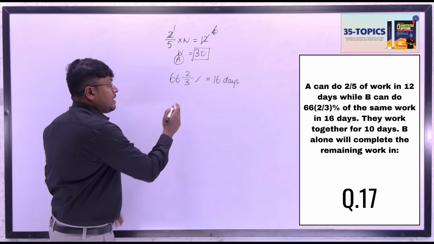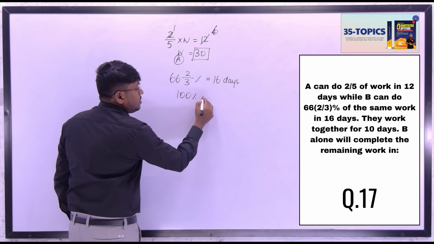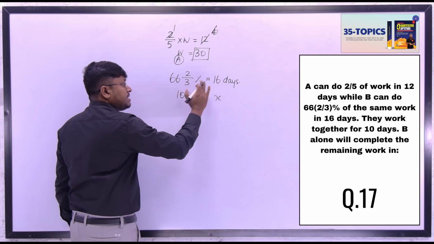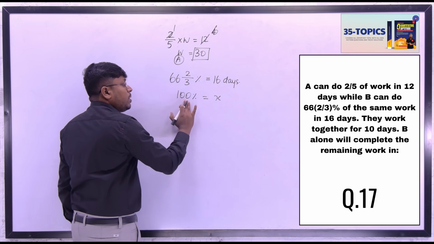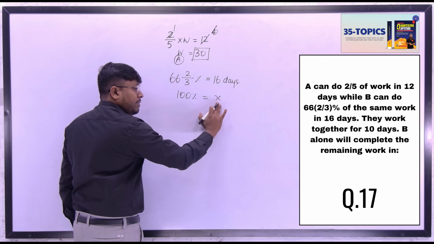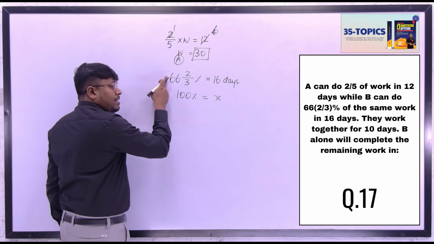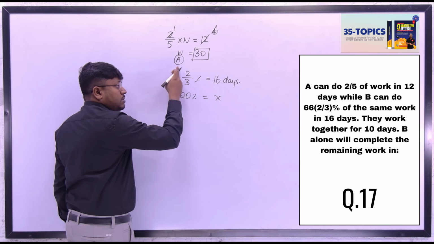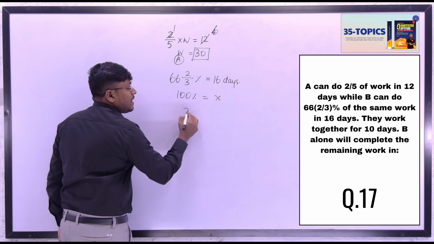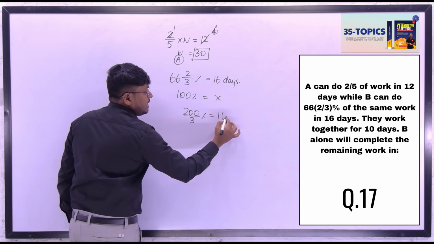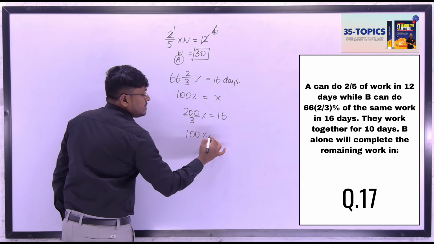It is easy, right? So 100 percentage is equal to, you don't want to buy at any values here. If 66 2/3 percentage is equal to 16 days, then what about 100 percentage? 100 percentage is equal to X. Just cross multiply it. When you convert the mixed fraction into a fraction, 200 divided by 3 percentage will be 16 days. So 100 percentage is equal to X.